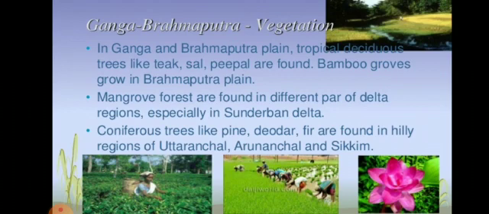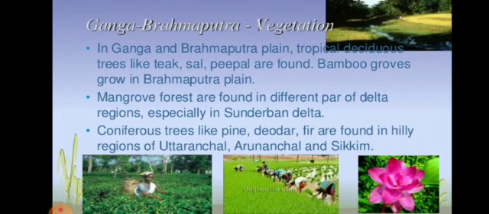The vegetation of the Ganga Brahmaputra basin is of tropical kind, meaning they are not evergreen and they shed their leaves in a particular season, that is the dry season. But during the rainy season they are blooming, full of leaves and all green. The major trees are teak, sal, peepal, found over here. Bamboo is another important tree which is found in the Brahmaputra plains.